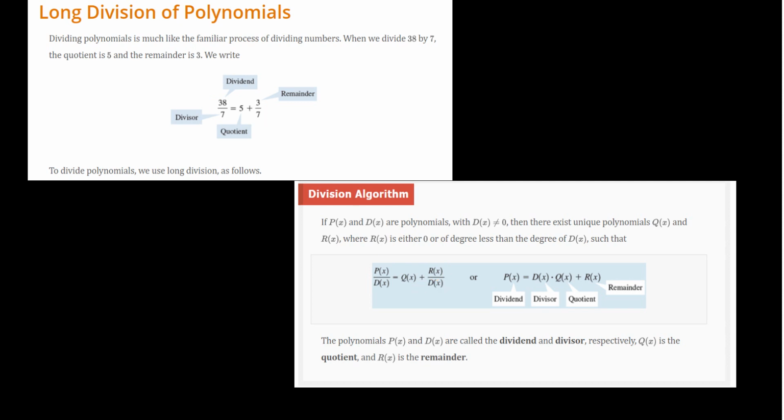And of course, if we cleared the fractions, we'd multiply both sides by d of x. Well, that would clear this, and that would multiply this by d of x, and that's what you see here. So the polynomials p of x and d of x are called the dividend and divisor respectively. Q of x is the quotient, and r of x is the remainder. So we're going to be following along with that.